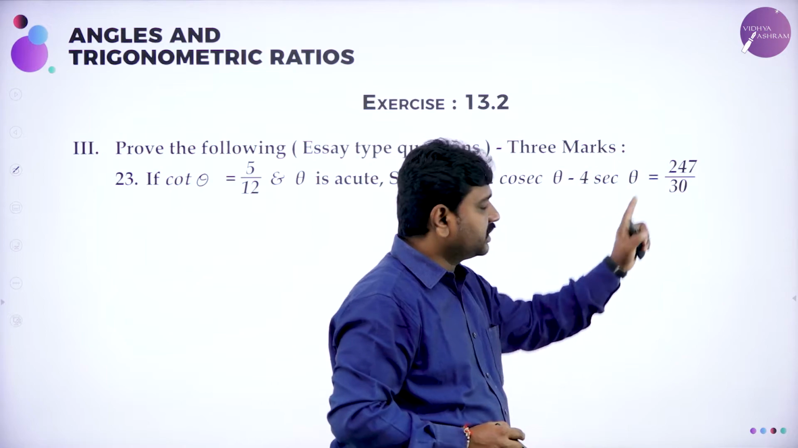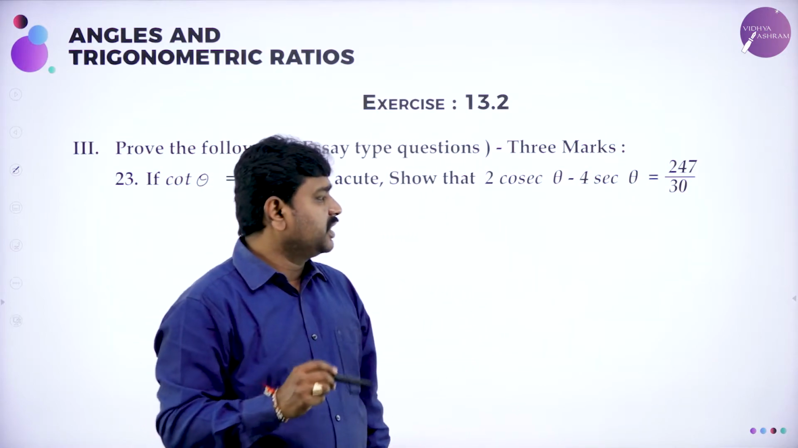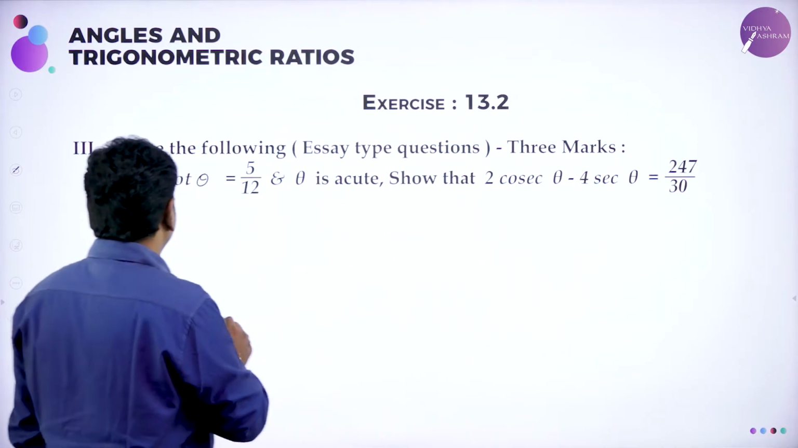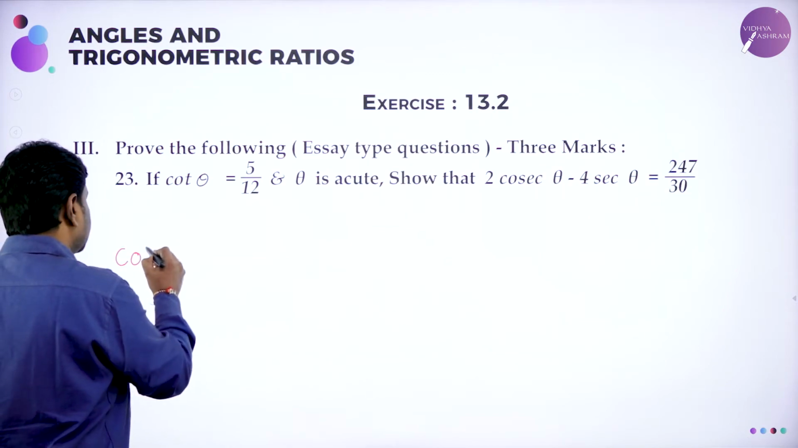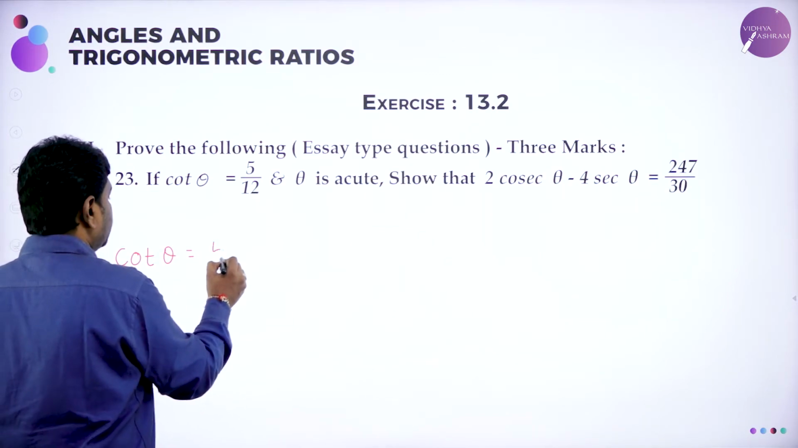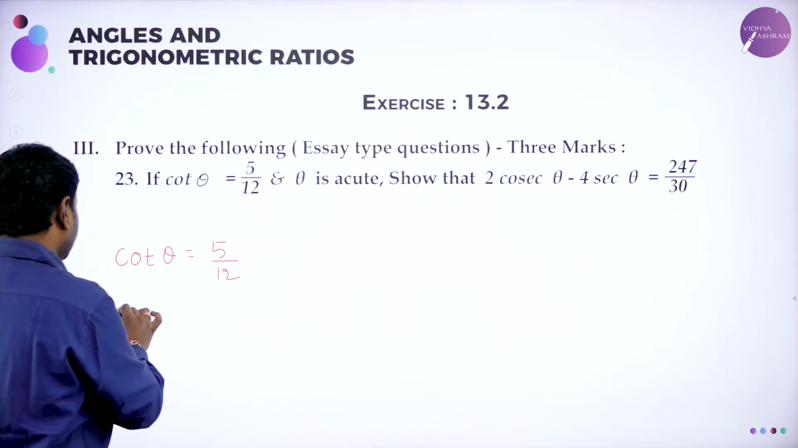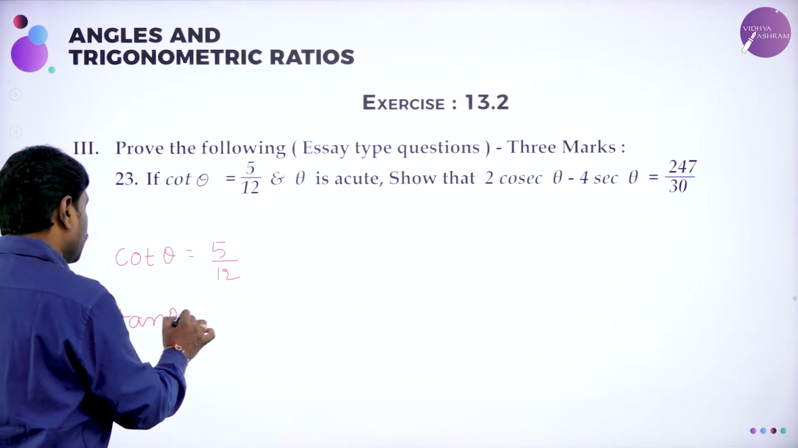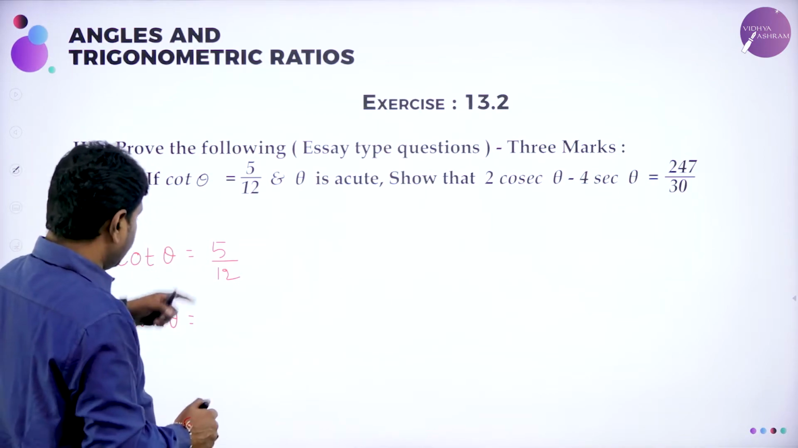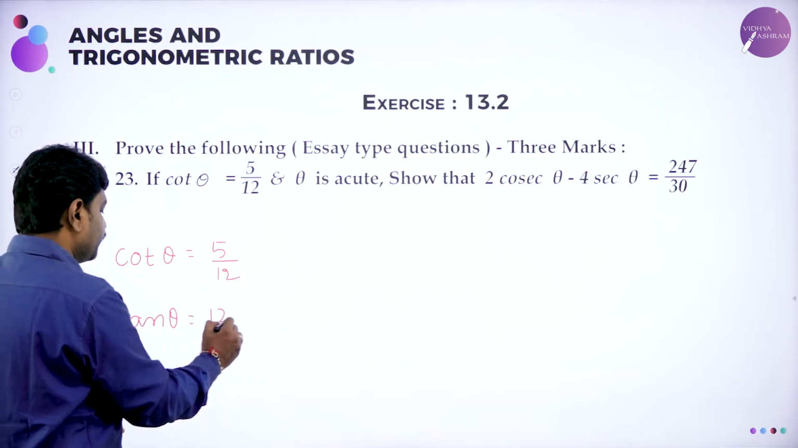If cot theta is 5 by 12 and theta is acute, show that 2 cosecant theta minus 4 secant theta is 247 divided by 30. So one of the trigonometric functions is given. What is it? Cot theta is 5 by 12. Now they want you to find secant. Can't you write tan theta? Tan theta is the reciprocal of cot. If cot is 5 by 12, tan is the reverse of it, 12 by 5.